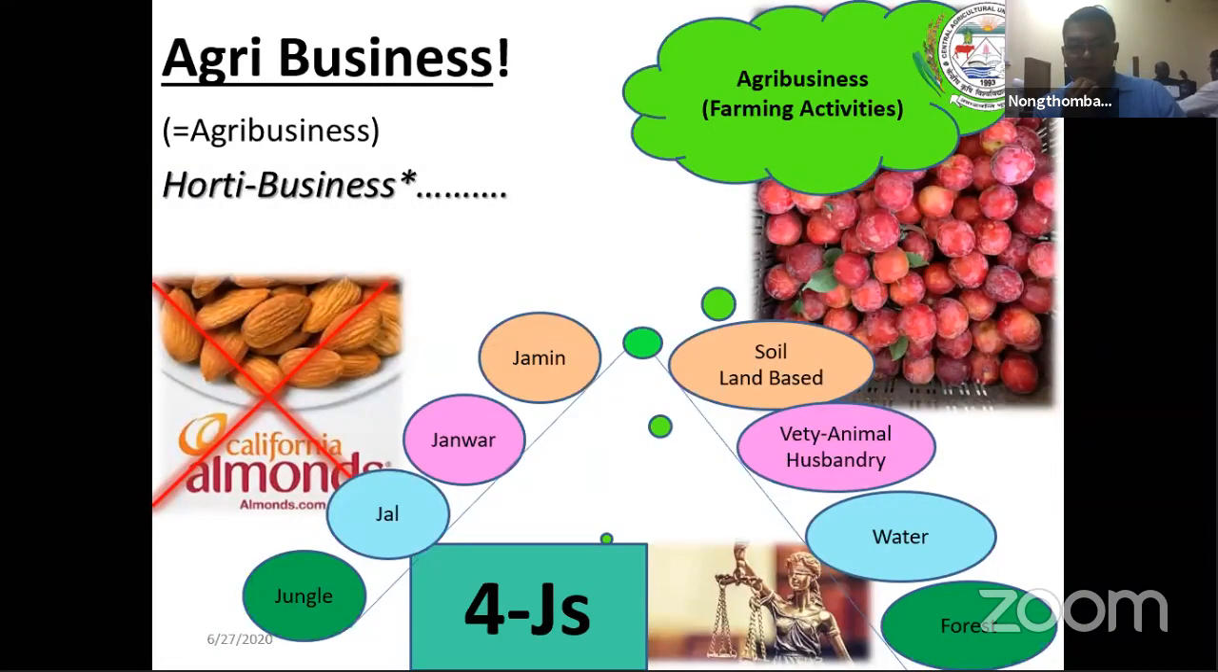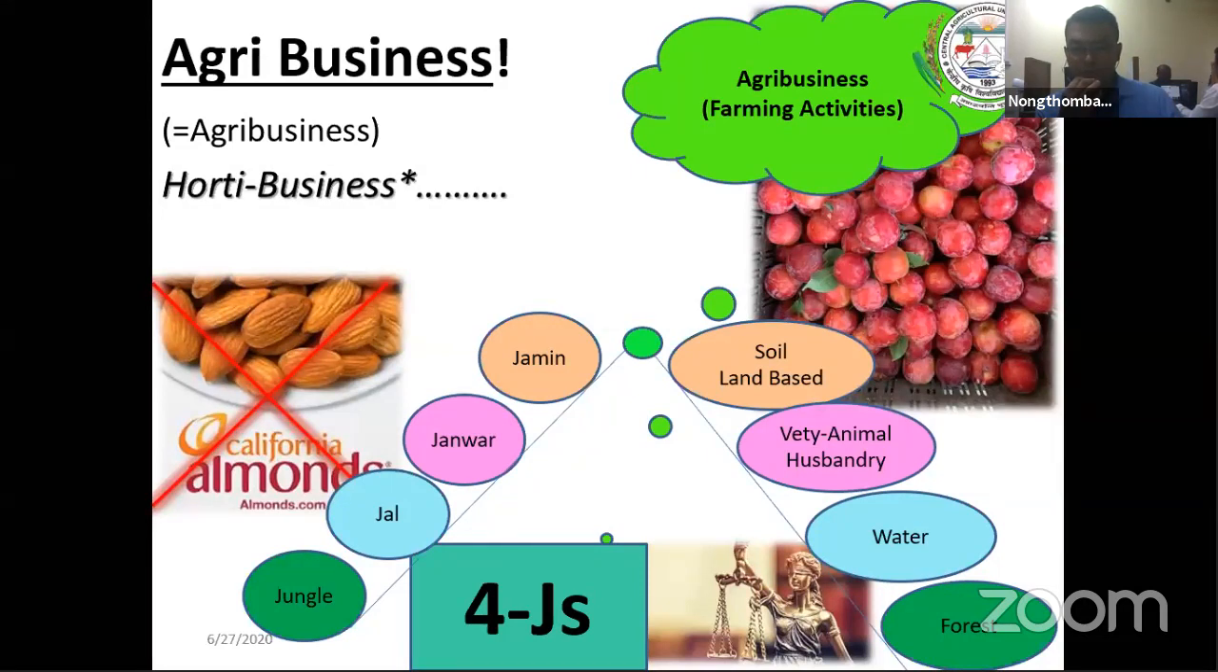When we talk about agribusiness, it is any farming activity accepted in the law of the land in that particular area, and which has to do with zamin, janwar, jal or jungle, to be very precise: soil or land-based activity, animal husbandry and allied, anything to do with water, that is the fishery sector, and also forestry and forest products, which is acceptable in that way.